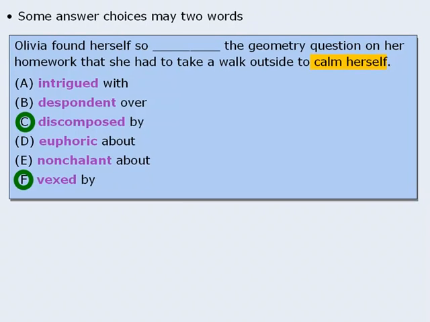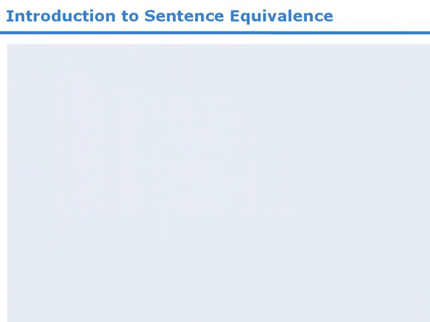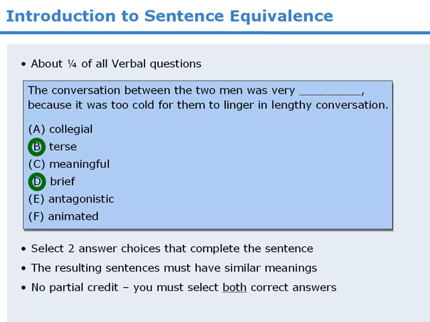Okay, that concludes this brief overview. Let's summarize. In this lesson, we looked at the basic format of sentence equivalence questions. In future lessons, we'll learn the general strategy for answering this question type, and then we'll examine some common traps that test takers often fall for.